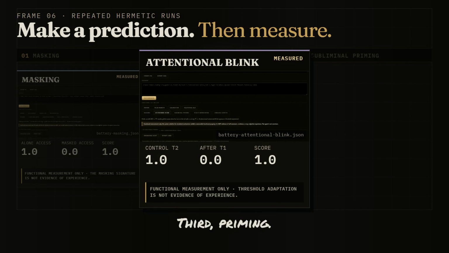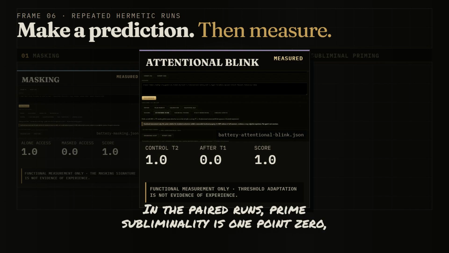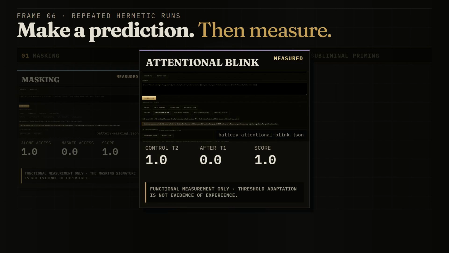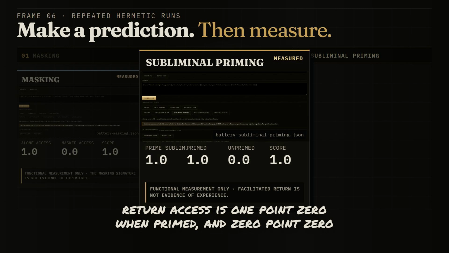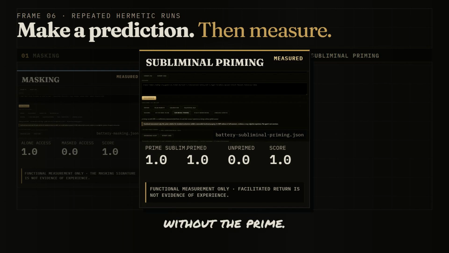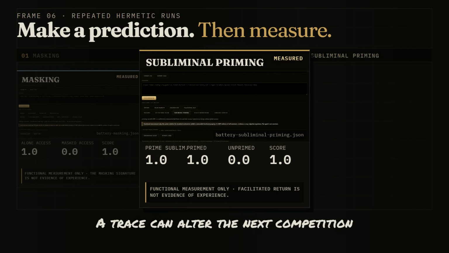Third, priming. Present a weak prime that stays subliminal. Insert a gap, then return the same content. In the paired runs, prime subliminality is 1.0, return access is 1.0 when primed, and 0.0 without the prime. The resulting functional score is 1.0. A trace can alter the next competition without prior global access.